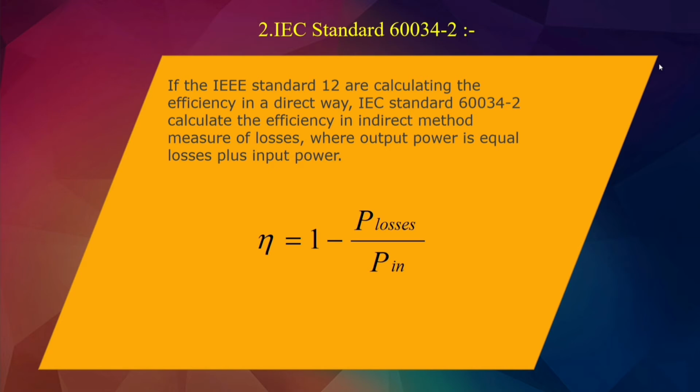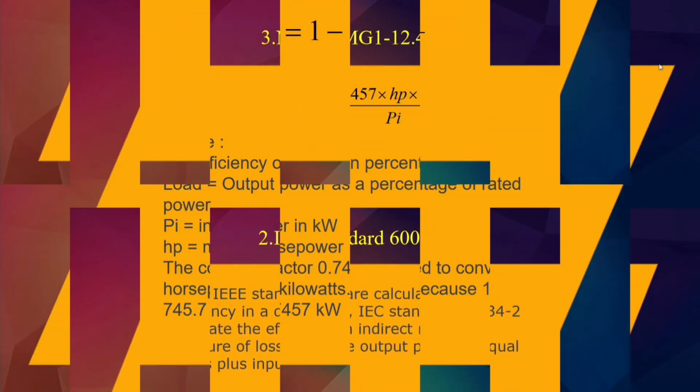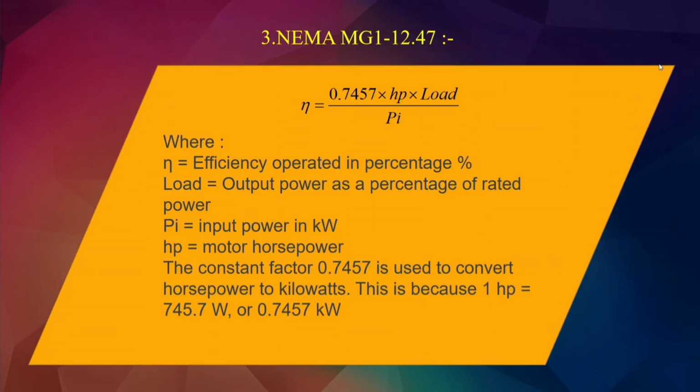The third method is NEMA MG1 12.47, where efficiency is equal to 0.7457 times horsepower times load divided by input power. This efficiency is expressed in percentage, where the load is equal to output power as a percentage of rated power. The constant factor 0.7457 is used to convert horsepower to kilowatts. This is because 1 horsepower is equal to 745.7 watt or 0.7457 kilowatts.